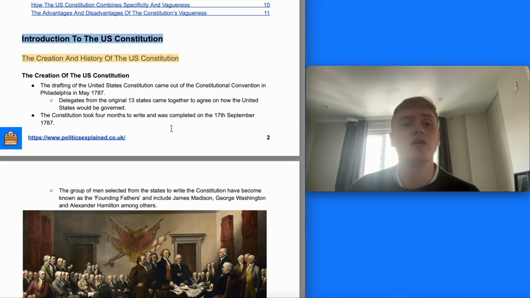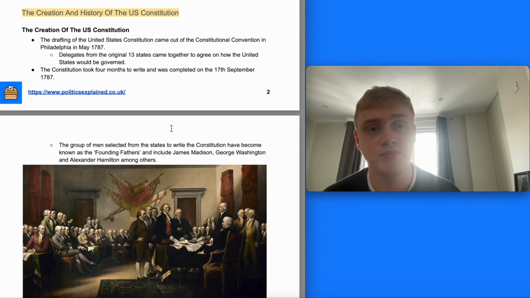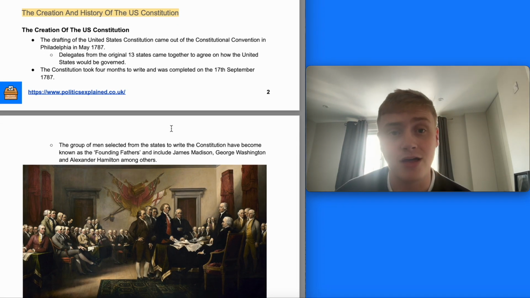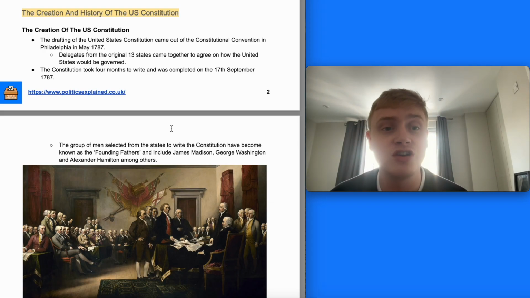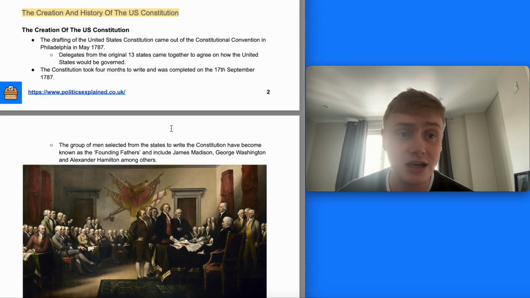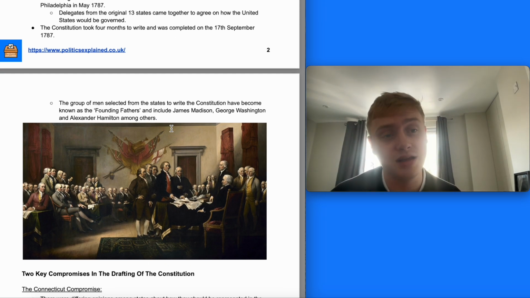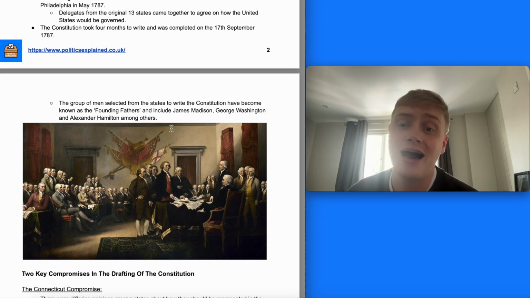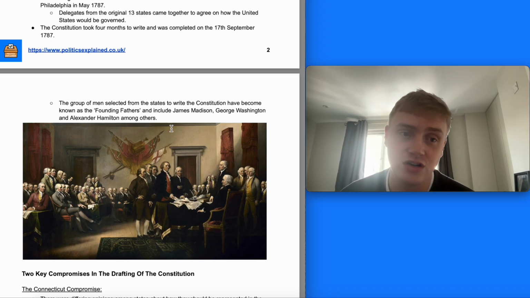So starting off by looking at an introduction to the Constitution, and first looking at the creation and history of the US Constitution. The drafting of the Constitution came out of the Constitutional Convention in Philadelphia in 1787, where delegates from the original 13 states or colonies came together to agree on how the United States should be governed. The Constitution took 4 months to write and was completed by the 17th of September 1787, and the key men who wrote the Constitution have become known as the Founding Fathers, including James Madison, George Washington, and Alexander Hamilton. You may have heard of those.